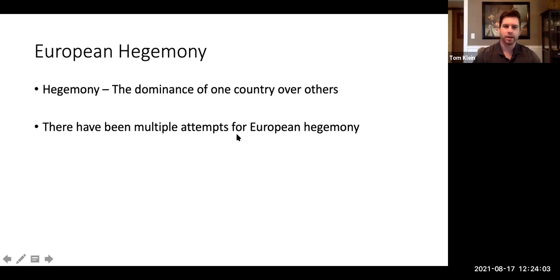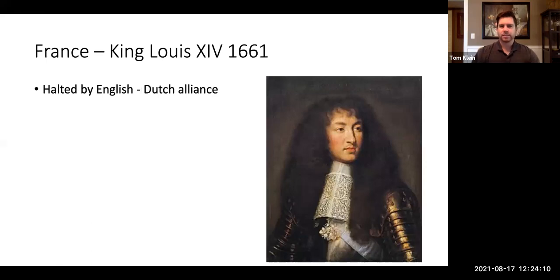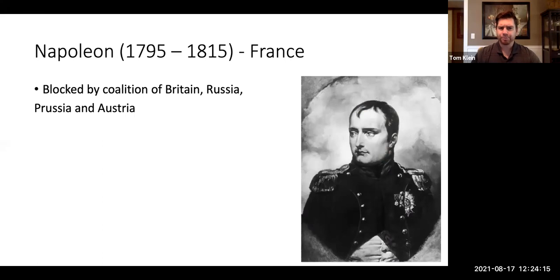We've seen it by Austria in 1618 during the 30 Years' War. We've seen it by King Louis in 1661. And we've seen it by Napoleon from France, who was ultimately blocked by a coalition of Britain, Russia, Prussia, and Austria, which is normally what you'll see, right? When one country tends to try to dominate, become a hegemonic country, you'll see other European countries group together to stop that country, right? And we also saw that during World War II to stop Hitler, but we'll talk about that later.